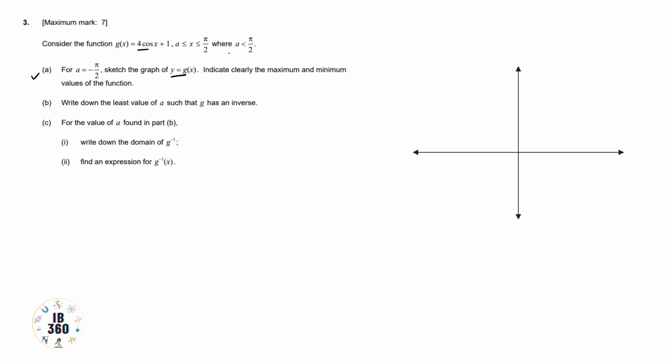Now we will draw the graph here, but before that please understand that I am drawing freehand, so minor differences will be there. The graph of cos is like this, we all know that. Now the function is g(x) = 4 cos x + 1, so obviously the graph will not be like this.